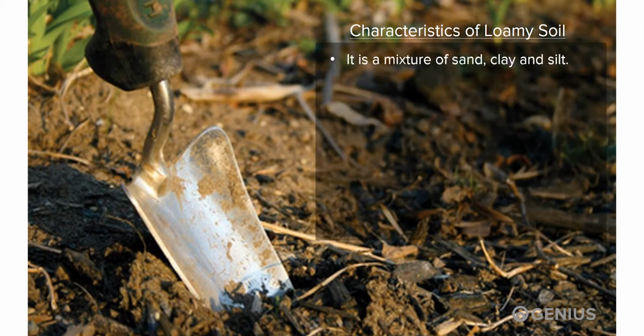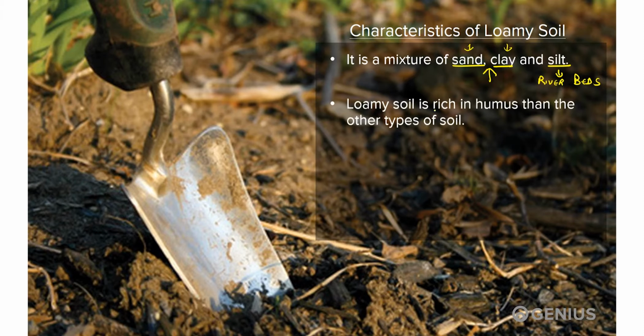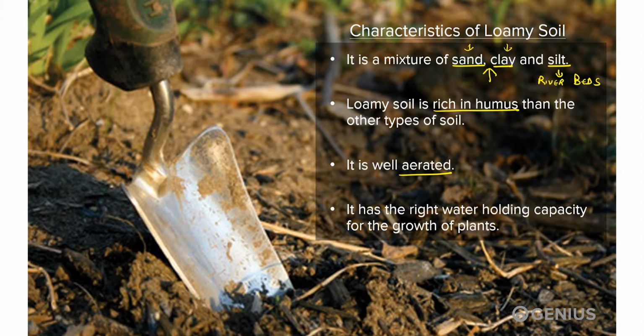Loamy soil is a mixture of sand, clay, and another type of soil particle known as silt. Now silt occurs as a deposit in riverbeds. The size of the silt particles is between those of sand and clay. Loamy soil is rich in humus than the other types of soil. It is well aerated and has the right water holding capacity for the growth of plants.